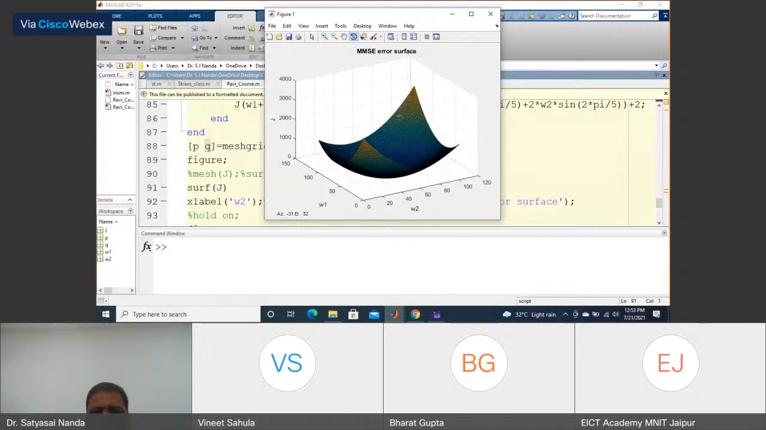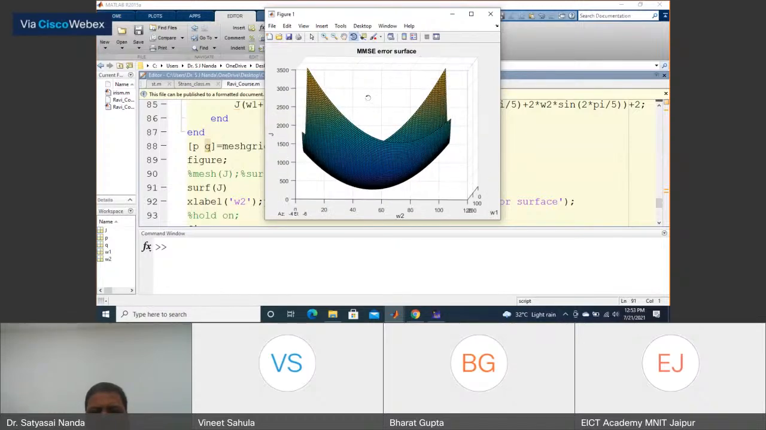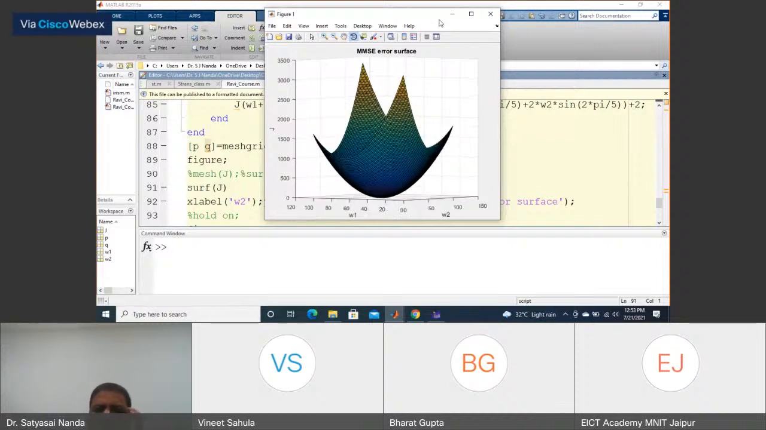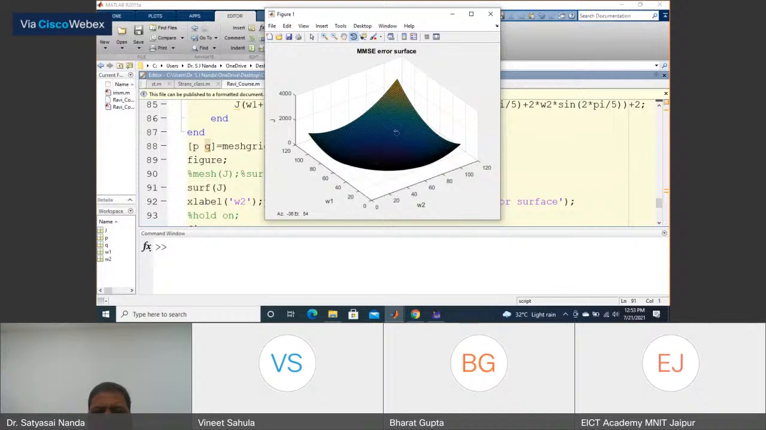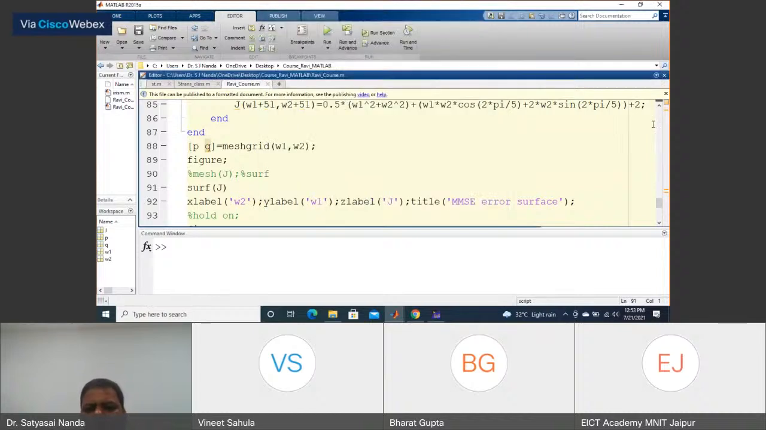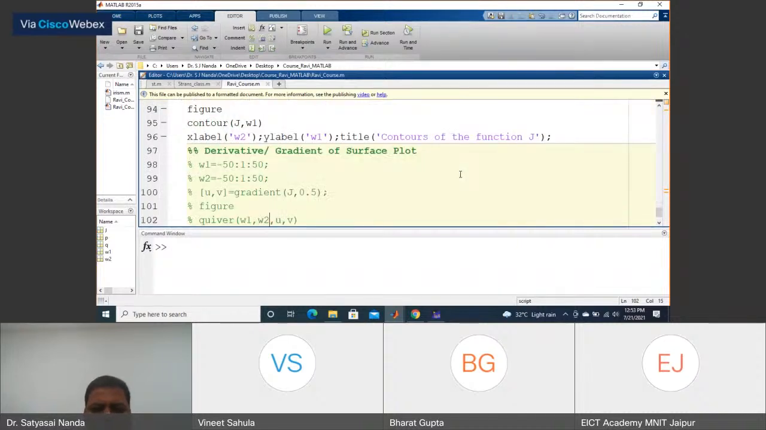So, a completely filled surface, not like a mesh surface. And for this particular 3D plot, you can also do the contour plot. For the contour plot, this 3D will be visualized in the form of 2D. You can observe here I have done the contour of this J with respect to W1 or with respect to W2. So this J with respect to W1 we have done the contour plot.